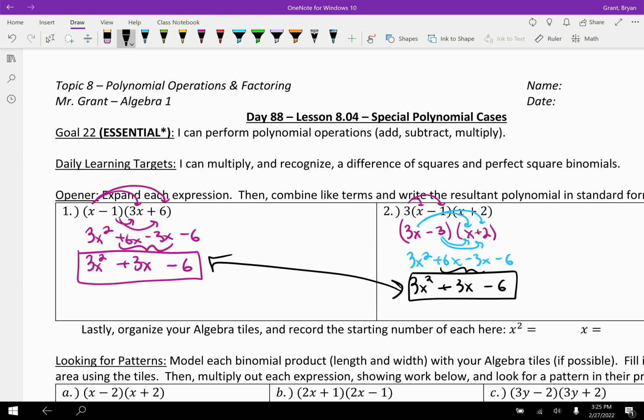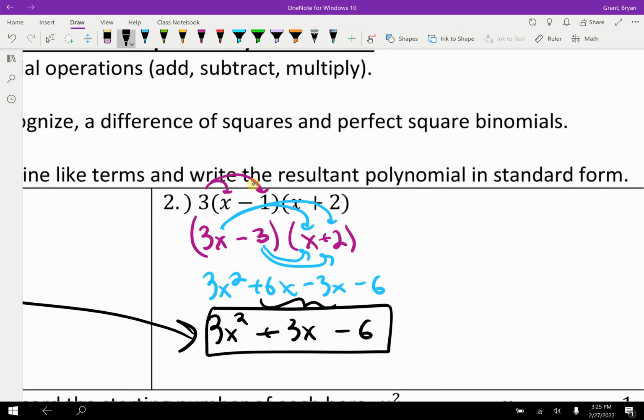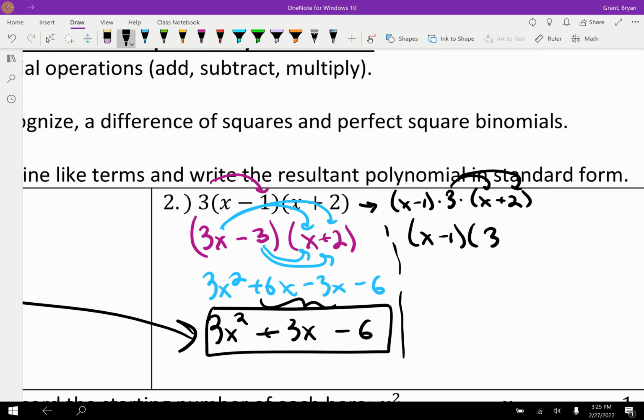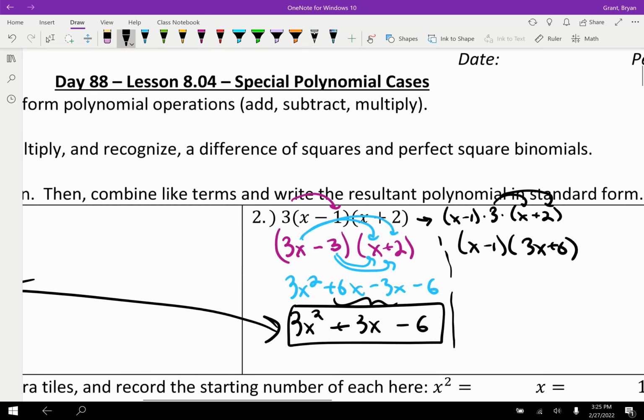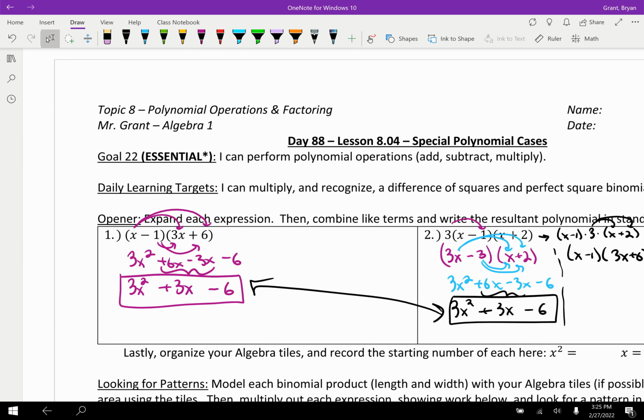Is that a coincidence? Well, actually, it's not. You might notice on problem 2 that if I had chosen to rewrite this a little bit first, if I had chosen to put the x minus 1 first, then the 3, then the x plus 2, and then I went through and distributed the 3, this would become x minus 1 times 3x plus 6. And isn't that exactly the same as the problem we did on problem 1? Yeah. So problem 2 is the same as problem 1, just in disguise.